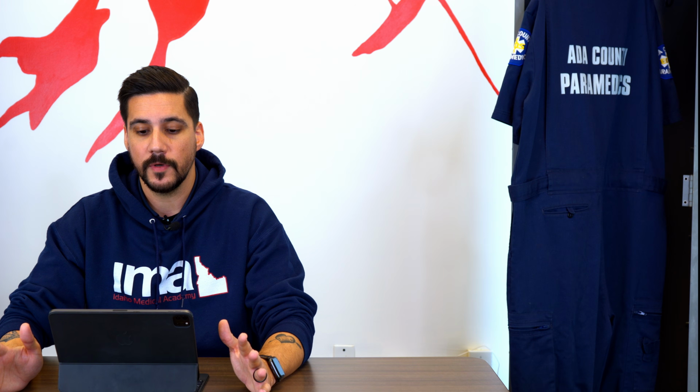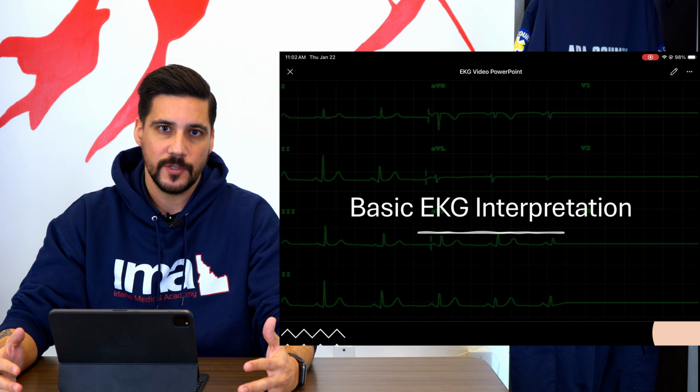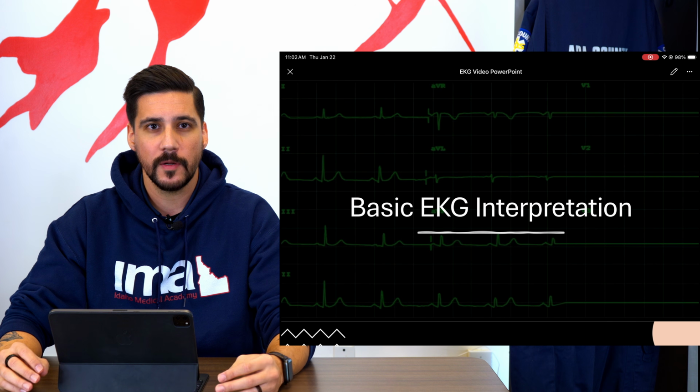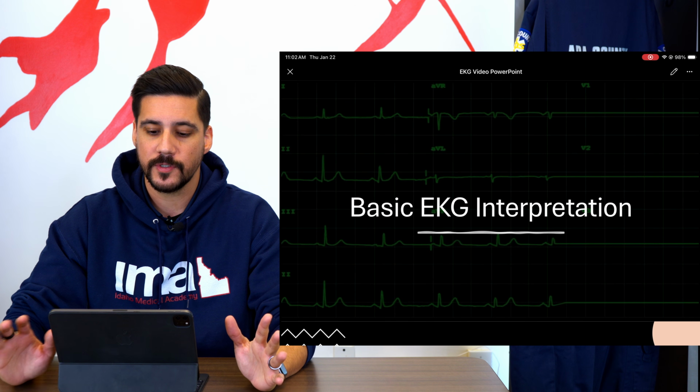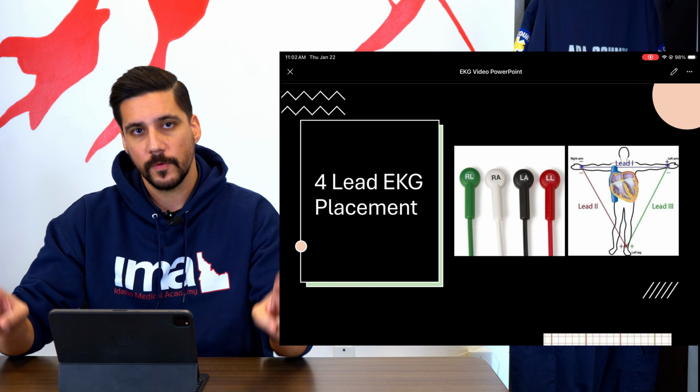Okay, so let's get into it. Basic EKG interpretation. We're not going to be getting into what is this rhythm, what is that rhythm. We're going to break it down to a little bit more of the nitty-gritty here. So first things first, let's move down to our 4-lead EKG.